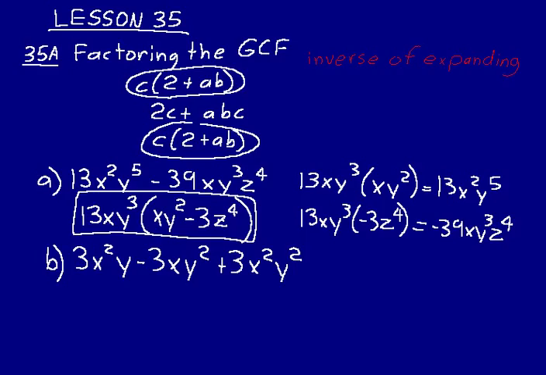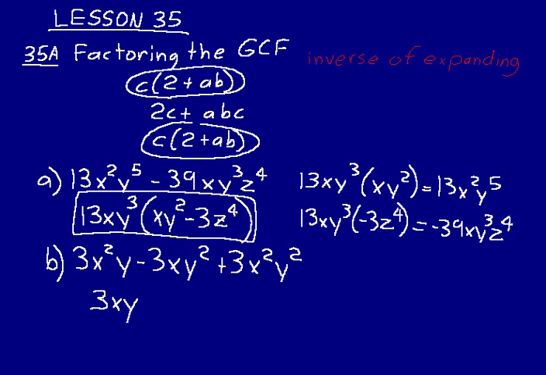set of terms. And so we look at the numerical parts first, and we find our greatest common factor. They all have at least a 3 in common, so we write a 3 down. And then we look at the x's. They all have at least an x. And then the y's, they all have at least a y. So 3xy is our greatest common factor.